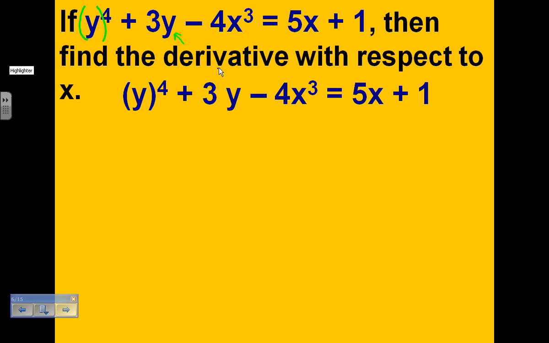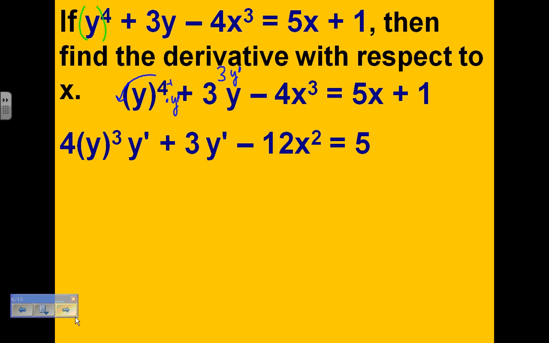The derivative of 3y is just going to be 3y prime. There's nothing special about it. So, the chain rule: I drop the 4 down, subtract 1, then I multiply by the derivative of the inside. So it gives me 4y cubed y prime. And then you have the plus 3y prime, and then the minus 12x squared equals 5. All right, so that's the first step in taking the derivative.